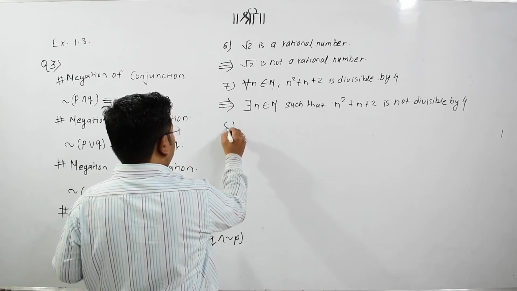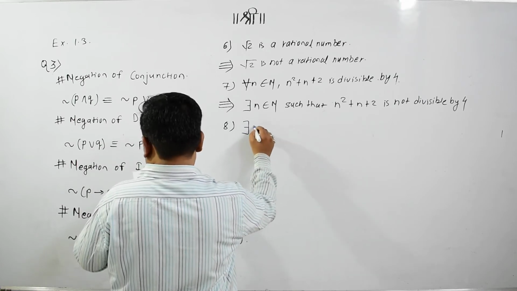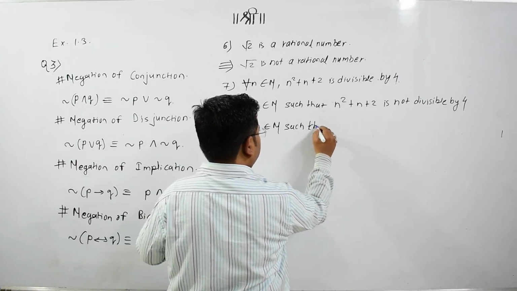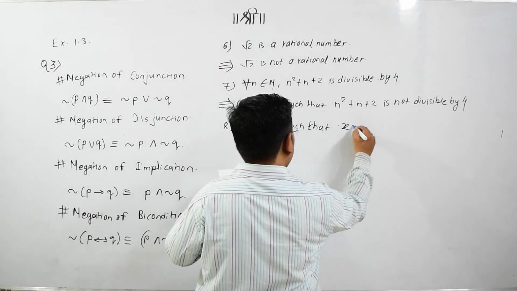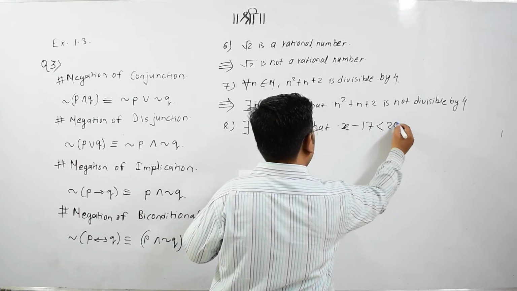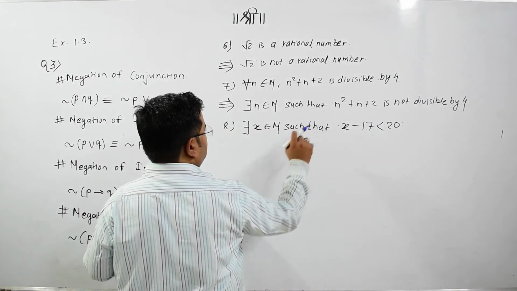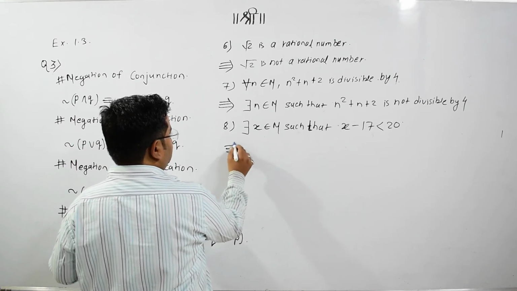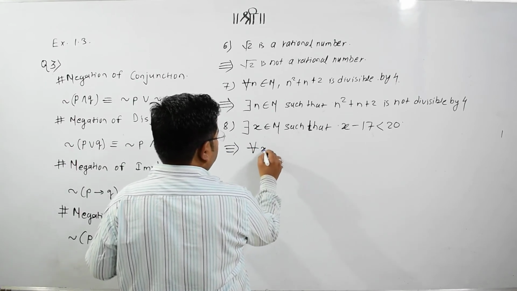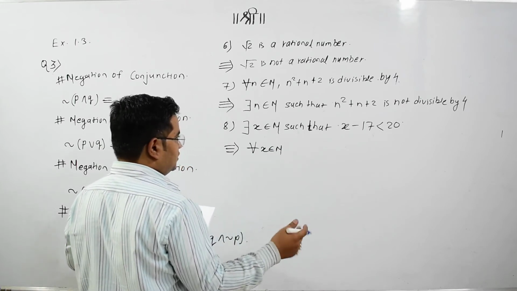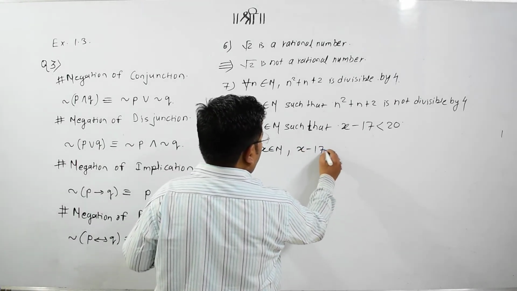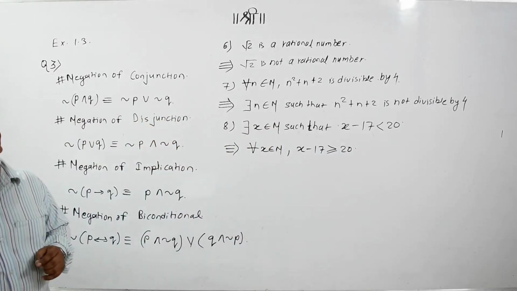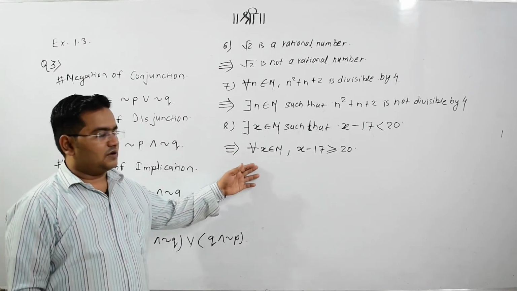Now what is our next question? Question number 8 says that there exists n belongs to N such that x minus 17 is less than 20. What is the negation of this? So negation of this will be: for all x belongs to N, x minus 17 is greater than or equal to 20. That's it. Nothing else we need to put. Okay, understood? So that's how we can find the negation of this kind of statement.